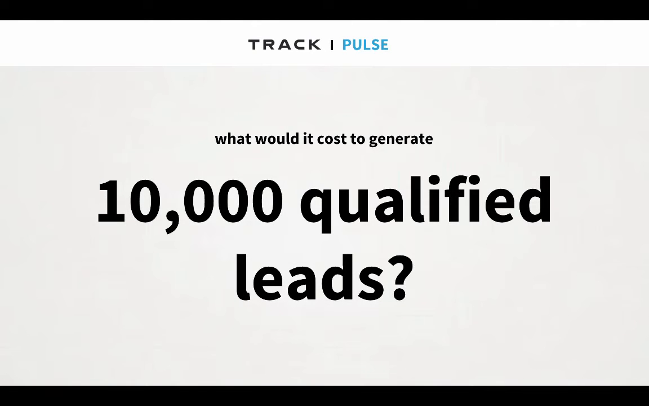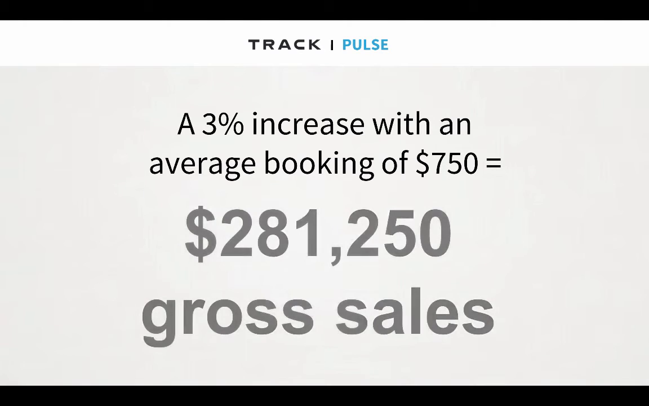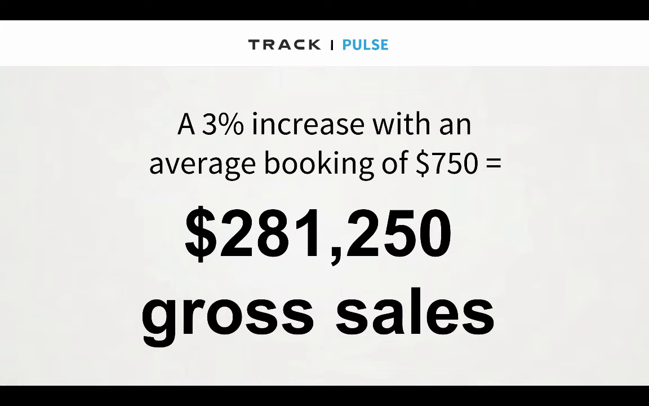So what would it cost to generate 10,000 qualified leads? Well, with TrackPulse, not as much as you think. If you were able to get a 3% increase in conversion with an average booking of $750, that would equal about $280,000 in incremental gross sales. That's a lot of cash.